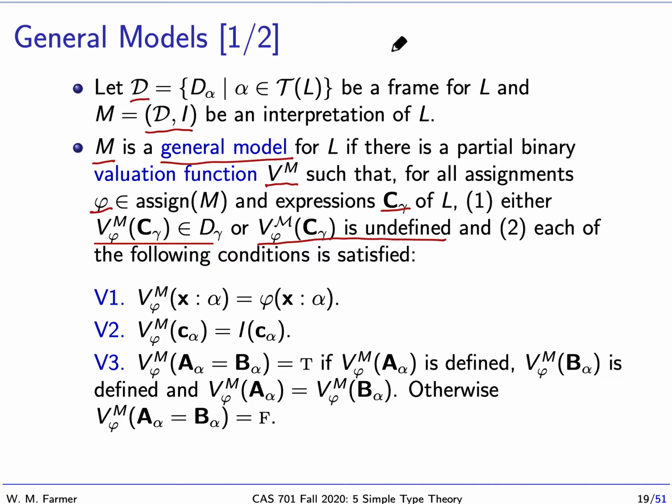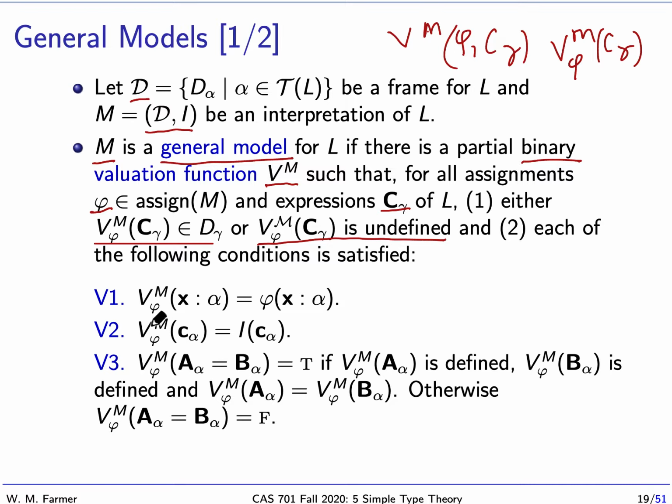Now, notice that this is a binary function. So we normally would write this like this, but we don't. We write it like this, in a slightly more compact form. Okay, so these conditions basically give the semantics of each of our five kinds of expressions. So I'm going to go through each of these.